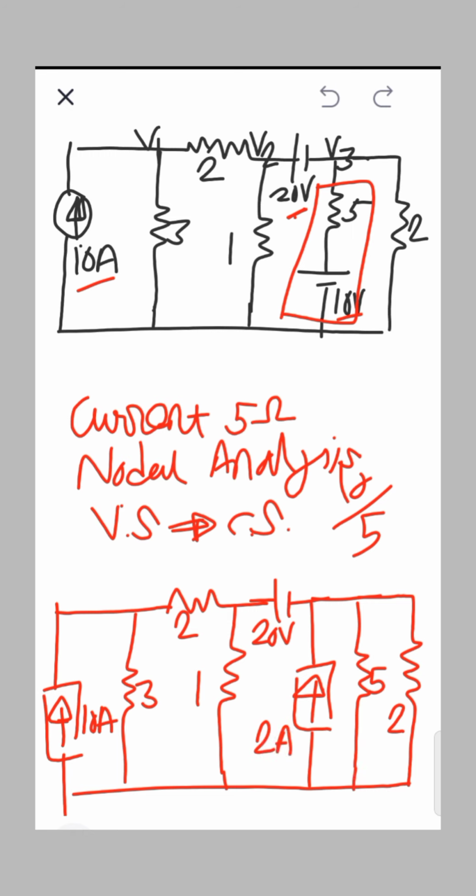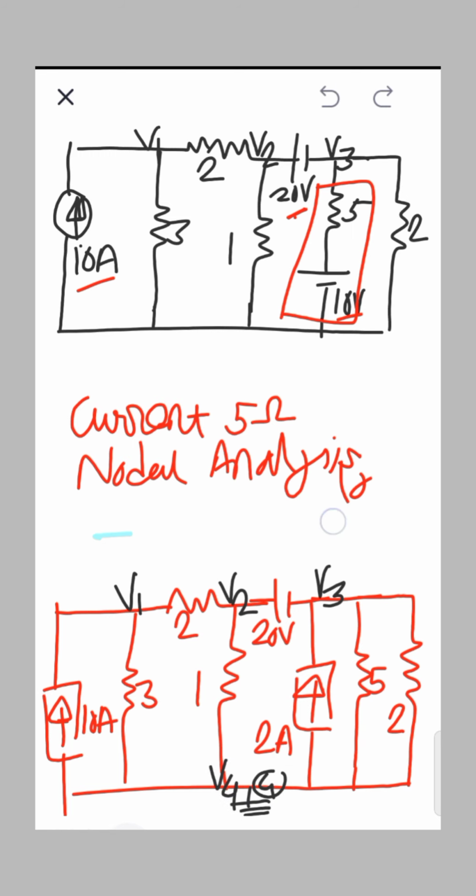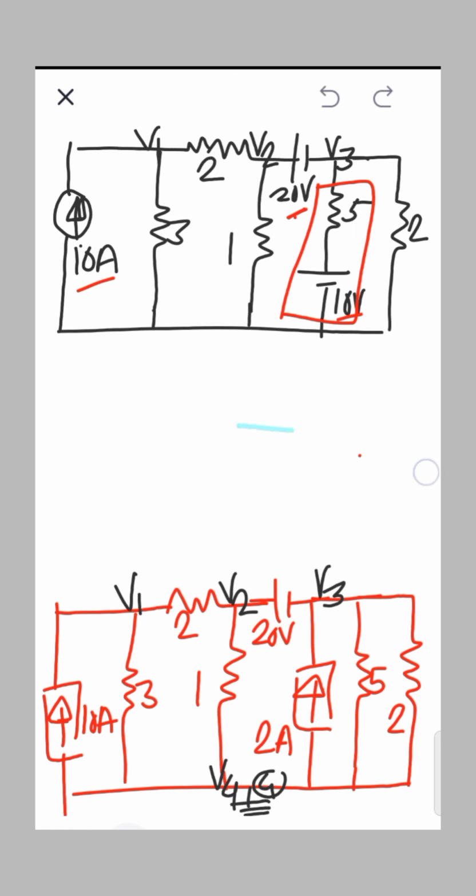The given nodes are V1, V2, V3. Three nodes are given, and one more node we consider as the reference node 4, that is V4. The potential at the reference node V4 is always 0.